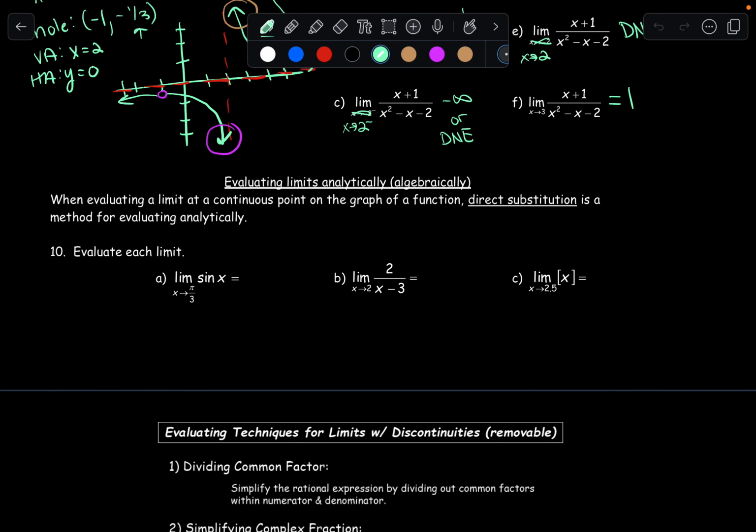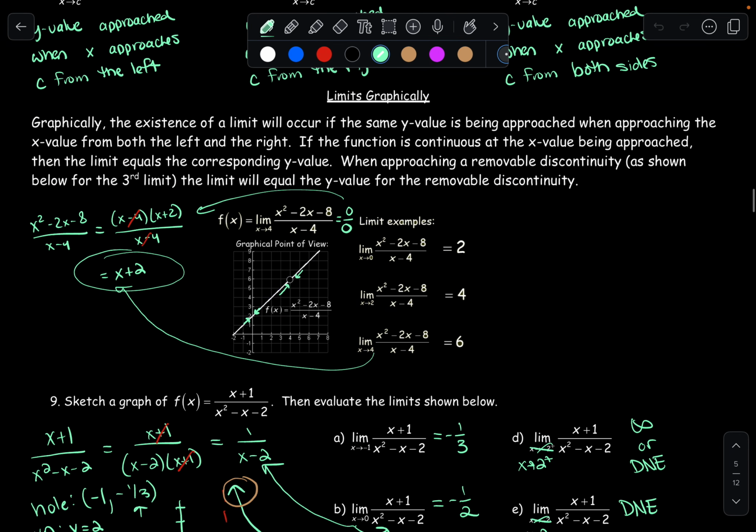So this video will be on evaluating limits analytically, aka algebraically. When evaluating a limit at a continuous point on the graph, direct substitution is a method for evaluating. Anytime that you are evaluating a limit, like in the previous video where I kind of jumped right into factoring, just use direct substitution first.